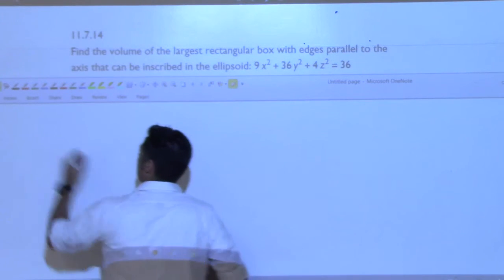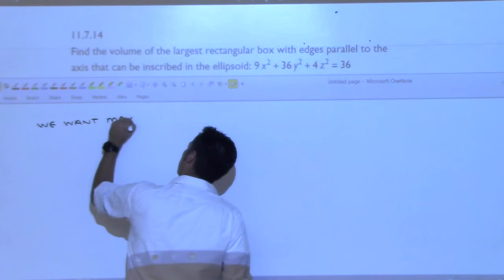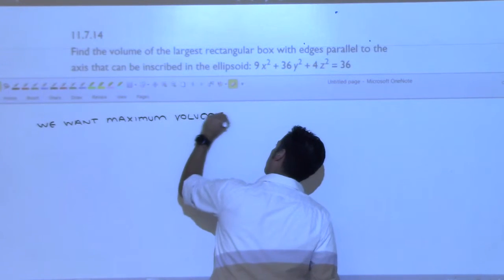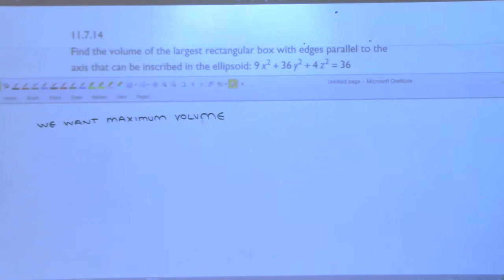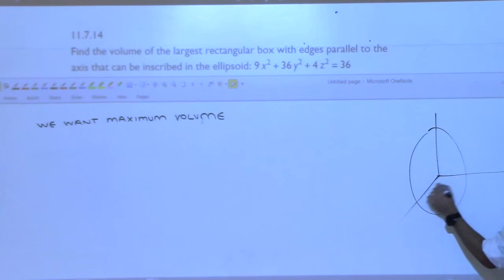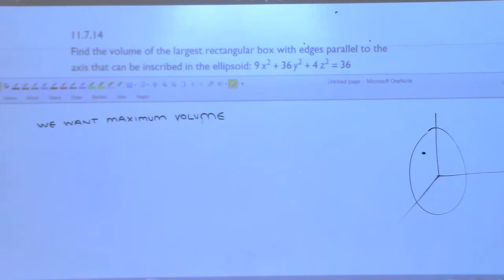So we want the maximum volume. Well, if I want the maximum volume, that means I need a volume function, don't I? I need a volume function. So if we have an ellipsoid, then every point on that ellipsoid must satisfy that equation. This one right here, right?